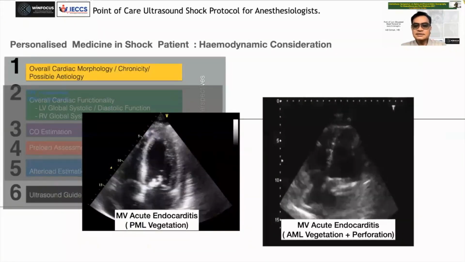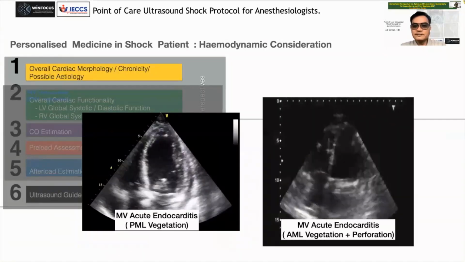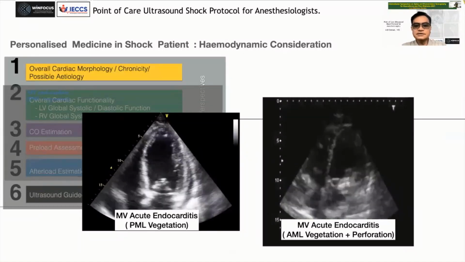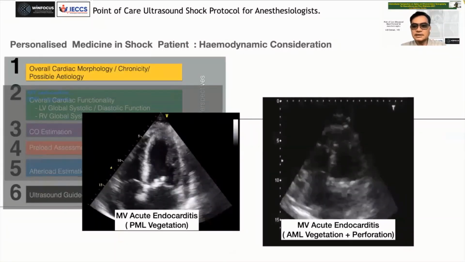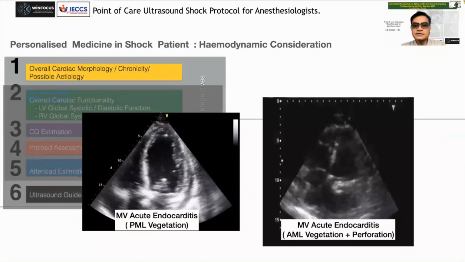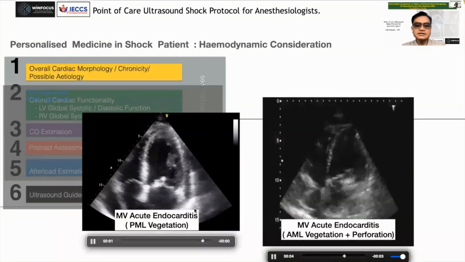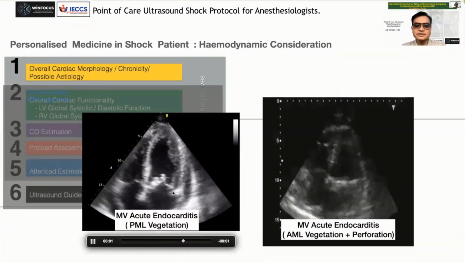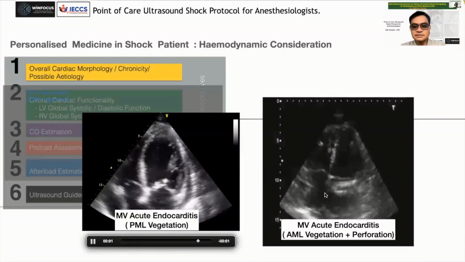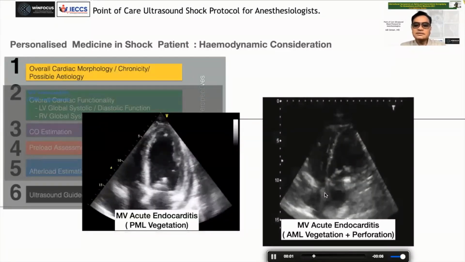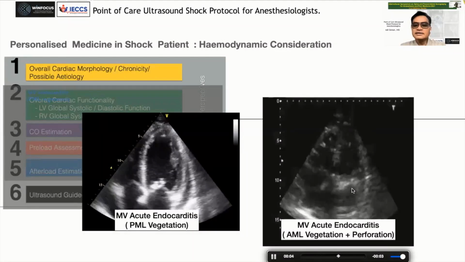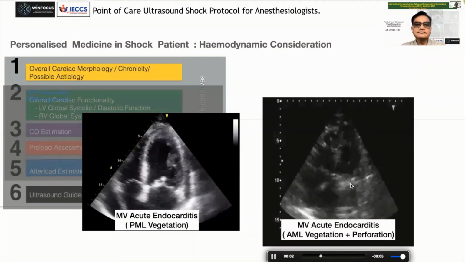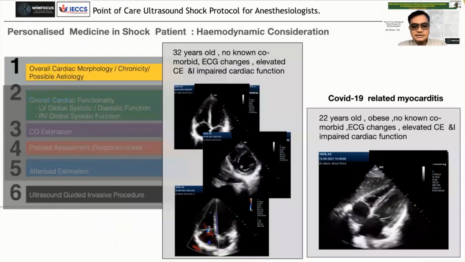The other possible use of point of care ultrasound is to look at the possible etiology. I give a good example. This is a patient that presented to us with septic shock. Based on our focused cardiac ultrasound, this patient has acute mitral valve endocarditis involving the posterior mitral leaflet. You can see a vegetation there. And this patient, similarly, presented to us with septic shock, but has an anterior mitral leaflet vegetation, you can see, and a possible perforation. This is a real case that we saw a few weeks ago.